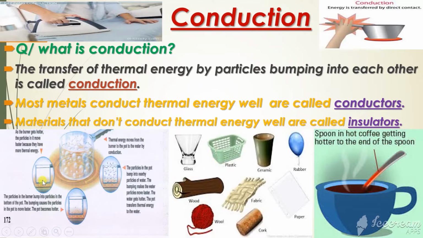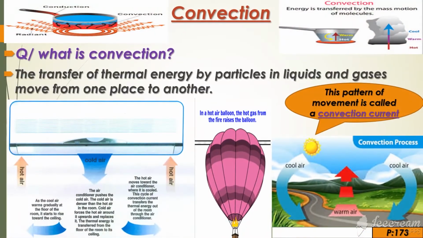The particles in the burner bump into particles in the bottom of the pot. The bumping causes the particles in the pot to move faster. The pot becomes hotter. As the burner gets hotter, the particles in it move faster because they have more thermal energy.